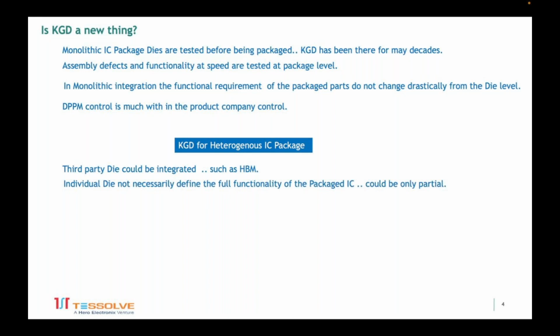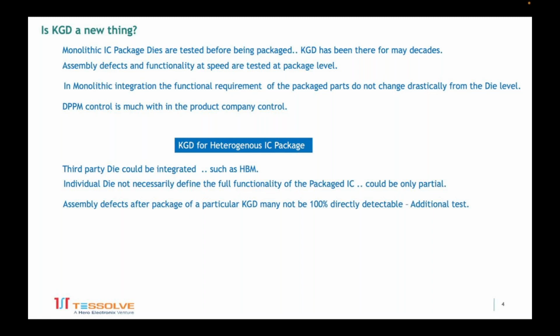An individual die does not necessarily define the full functionality of the packaged IC, because eventually when a company sells a product, it is the full packaged thing. Internally, they use a chiplet and other third-party dies, but that functionality is only partial. So these are all the various challenges that come in when you look at it from the chiplet perspective.